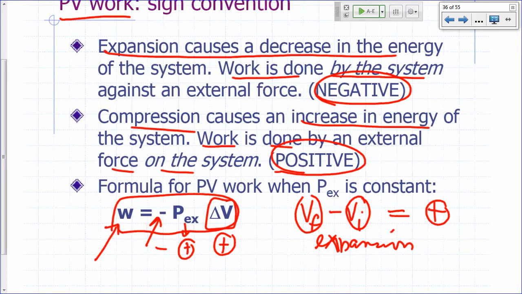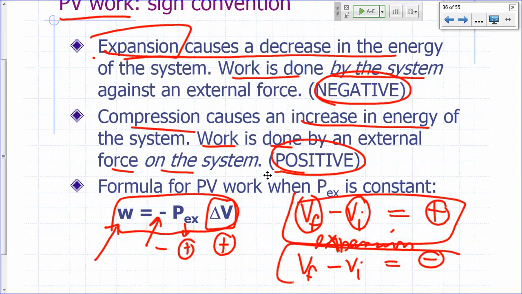So expansion, negative work. What happens for compression? Final minus initial volume would be a negative number, right? That's expansion, and this is for compression. And so negative of a negative number will give you a positive number. So work is positive for compression.